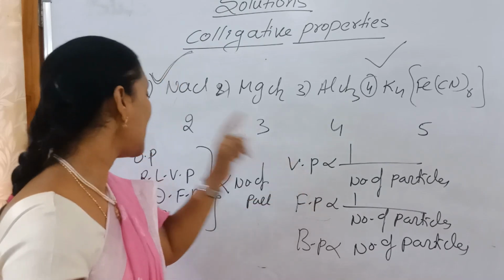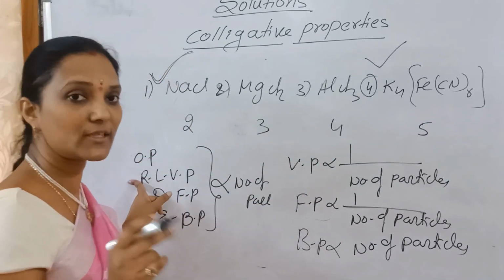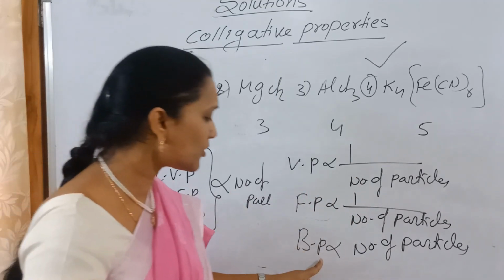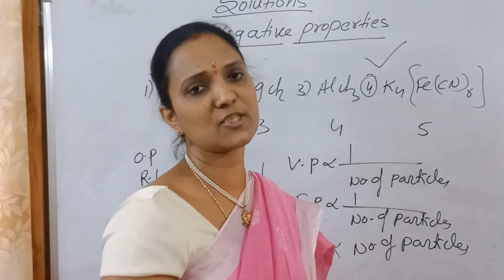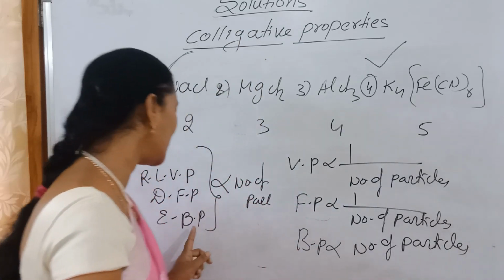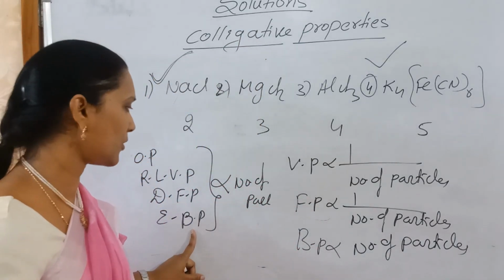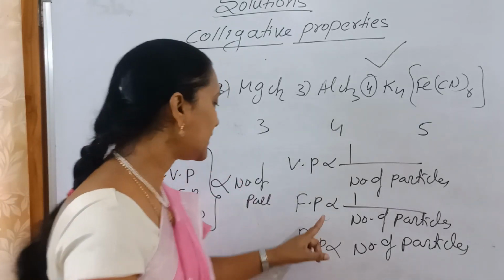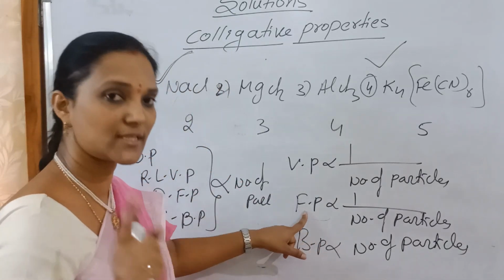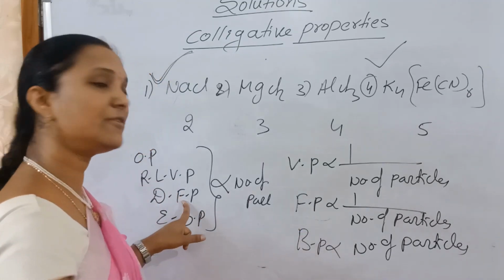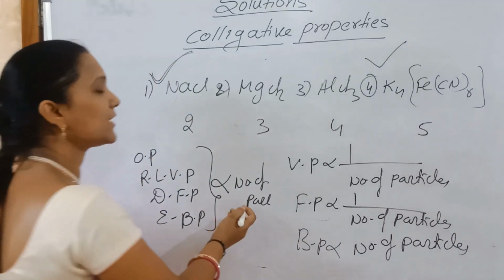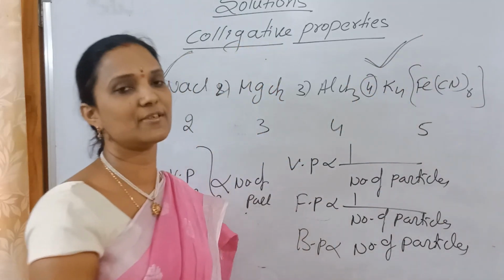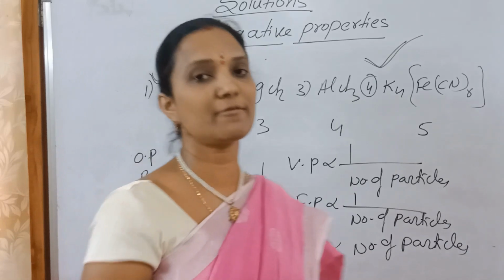Highest vapor pressure or highest relative lowering of vapor pressure, check what they are asking, because here it is inversely proportional and here directly proportional. If the question is highest boiling point or highest elevation in boiling point, no problem, because both are directly proportional to the number of particles. But here we should observe carefully whether the question is just freezing point or depression in freezing point. All colligative properties are directly proportional to the number of particles. So the answer is this fourth one, K4FeCl6. This type of question is very important.